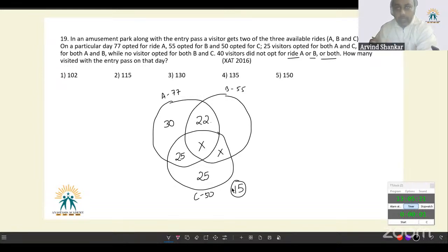Okay, I understand how that 150 answer was reached, I understand now. But then my interpretation of the question is going haywire now. Because the question had stated visitor gets 2 of the 3 available rides. Anyway, that is going haywire. Okay, no problem at all. This will be 33. Now 40 people have not opted for A or B. So this 25 here and this 15 here.